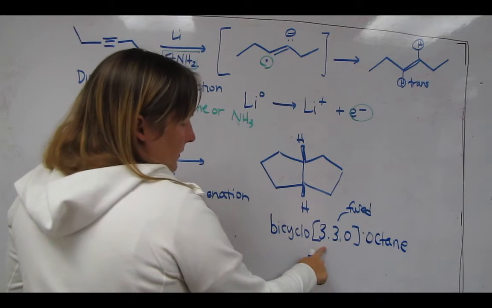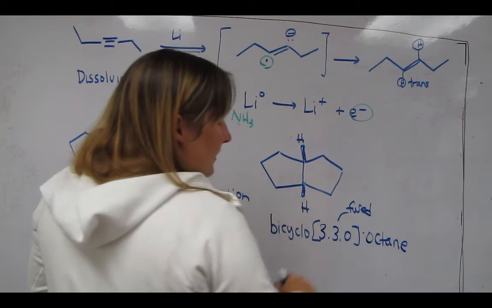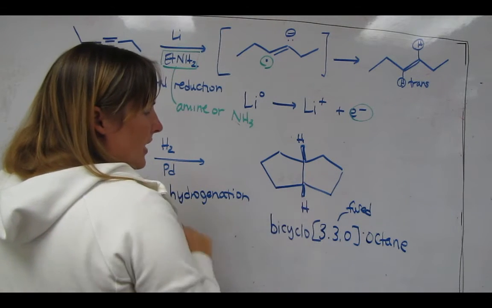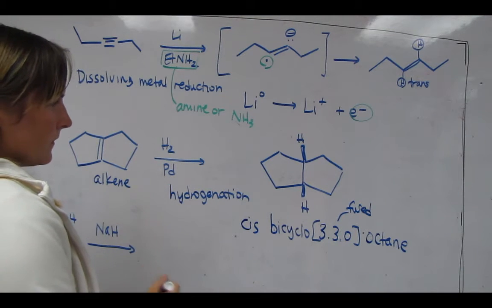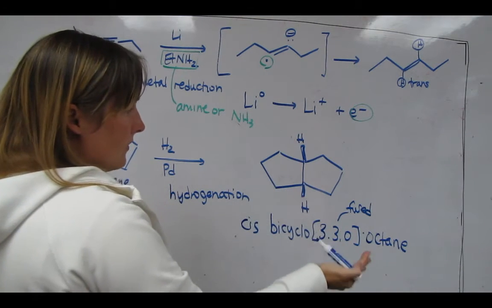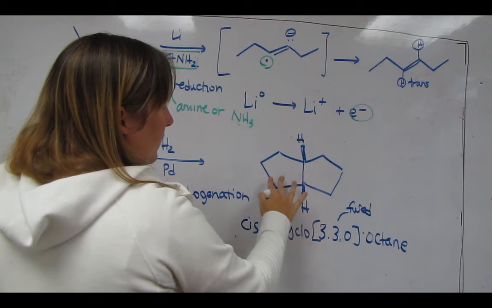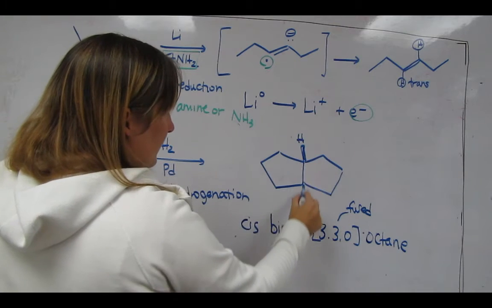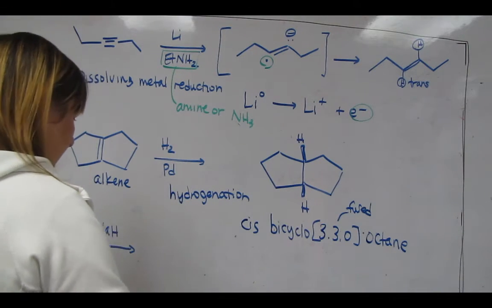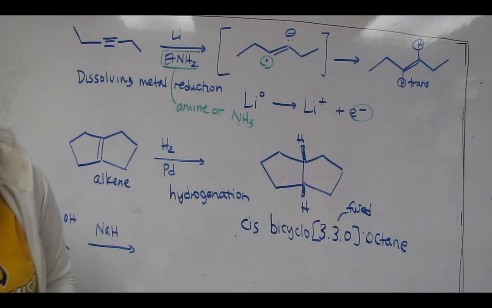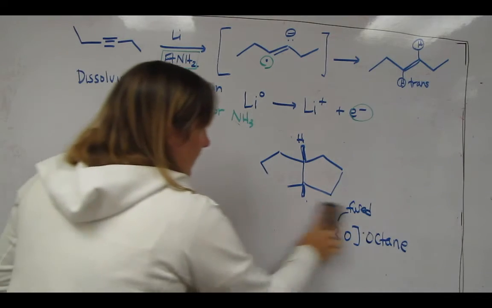Remember that the sum of the numbers inside the brackets is always 2 less than the total number because of the bridgeheads. And then we want to put the name cis out front. This molecule actually has no chiral centers. This is not a stereocenter because you never hit a point of difference, and because you have symmetry in 2 different ways through this molecule. So let me erase this problem so that we have room to work on the last problem.